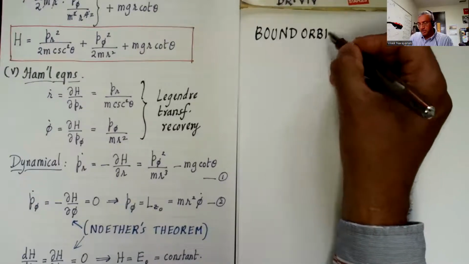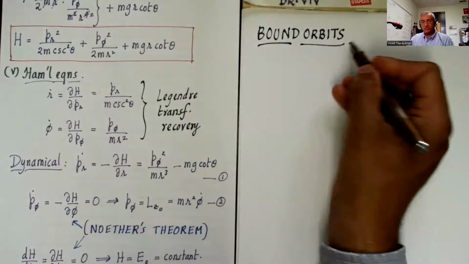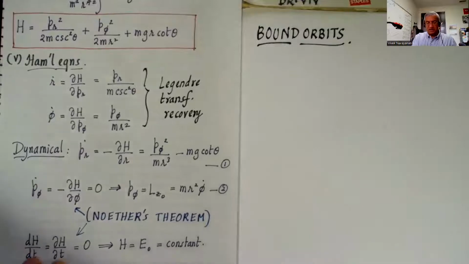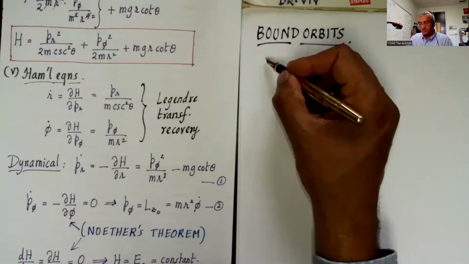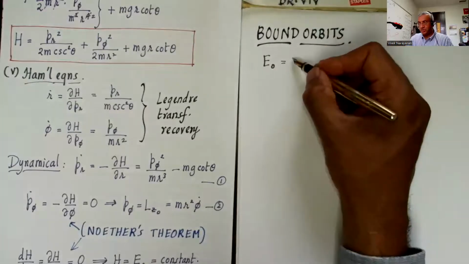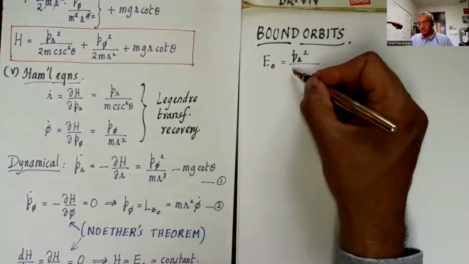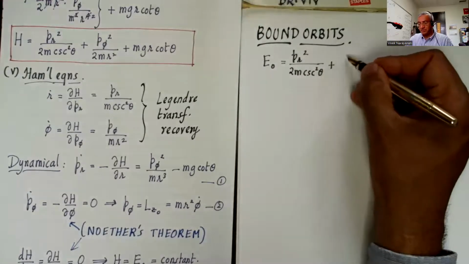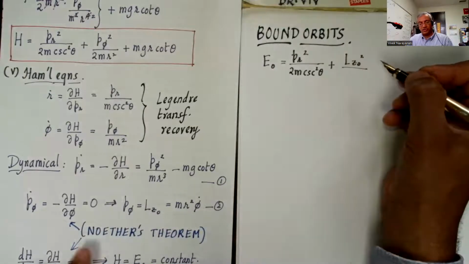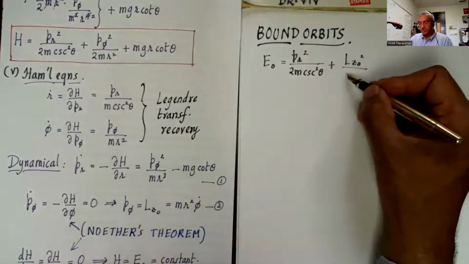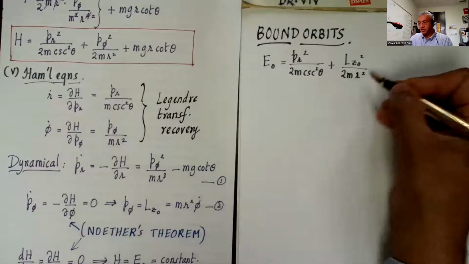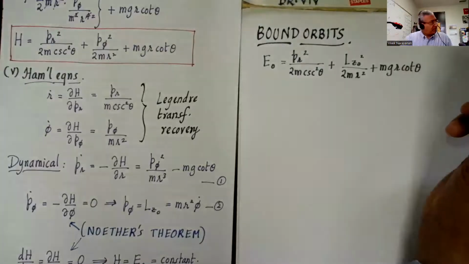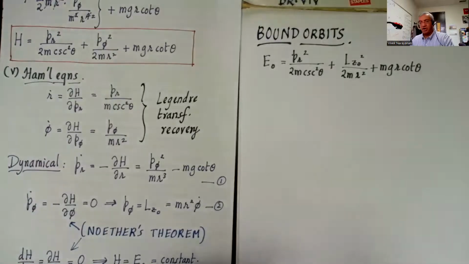We will use the second Noether's theorem over here, that energy is fixed, and write the Hamiltonian as follows. I'll write it as E naught is equal to PR squared divided by 2m cosecant squared theta plus LZ naught squared. Now I'm using the first Noether's theorem over there in the numerator over 2mr squared plus mgr cot theta. So I've incorporated the results of both Noether's theorems and got this equation.